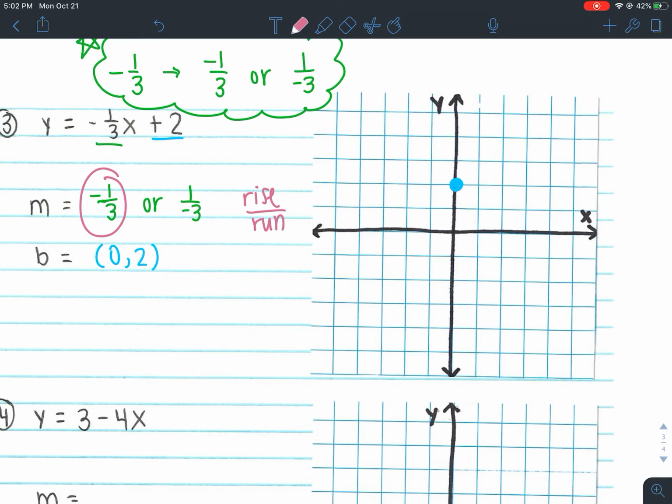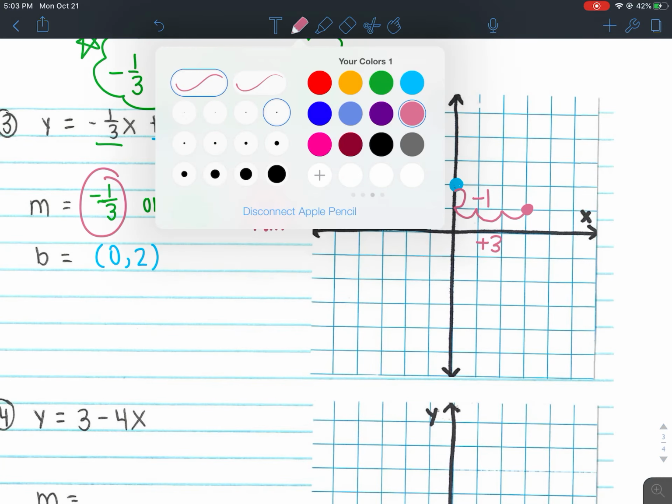The first thing it wants me to do is rise over run. So the rise is going to be -1, so I'm going to go down 1. And then it says run +3. Positive would be to the right. So 1, 2, 3, +3, plot a point.